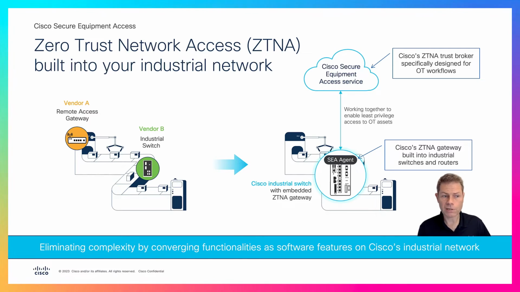Previously, you used to have maybe different switches from different vendors, some of them connected to your network, some of them connected over cellular, and you don't really know who gets access to what at which moment. That's over. With SCA, you have one single pane of glass to grant and provide access to everyone from the cloud using that trusted middle broker.